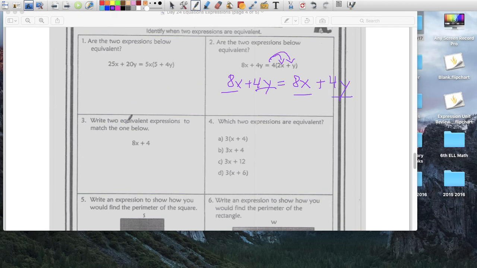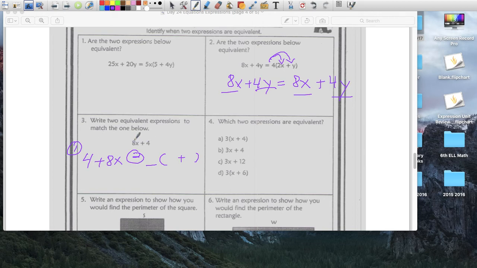Write two equivalent expressions to match the one below. Ooh. Okay, so here we can use our number properties. We can use a commutative property where we can say 4 plus 8x. The commutative property says I can switch around my addends and it's not going to change. So here's expression 1. Expression 2, what else can I do? Well, I can do that. I can make this look like this, right?